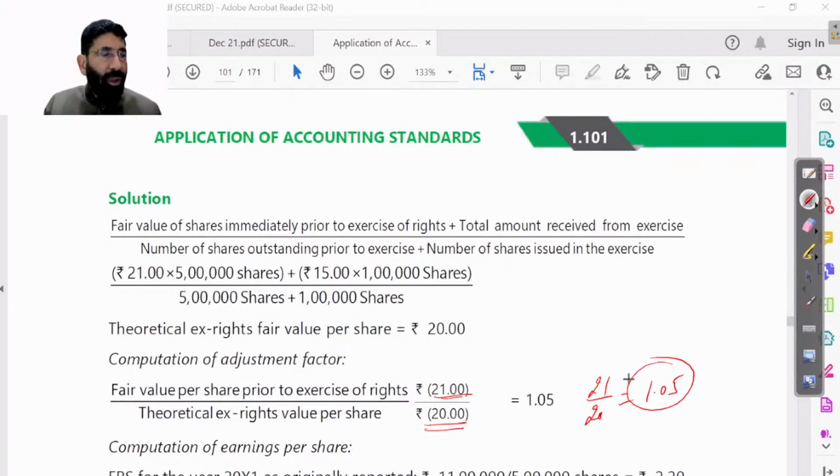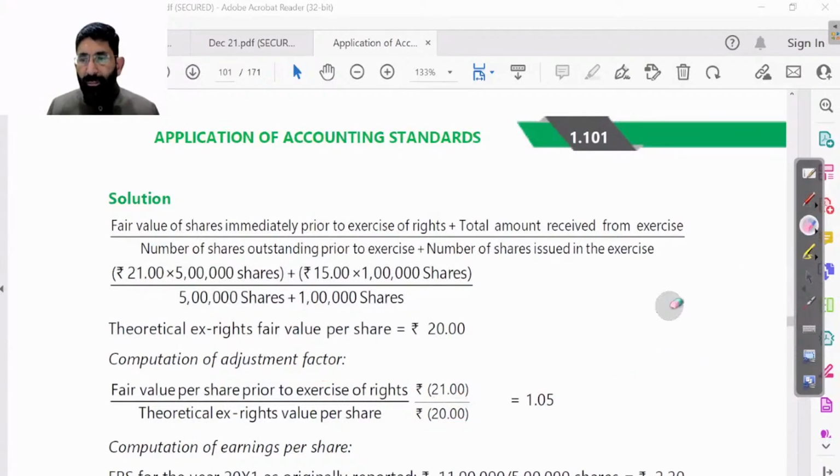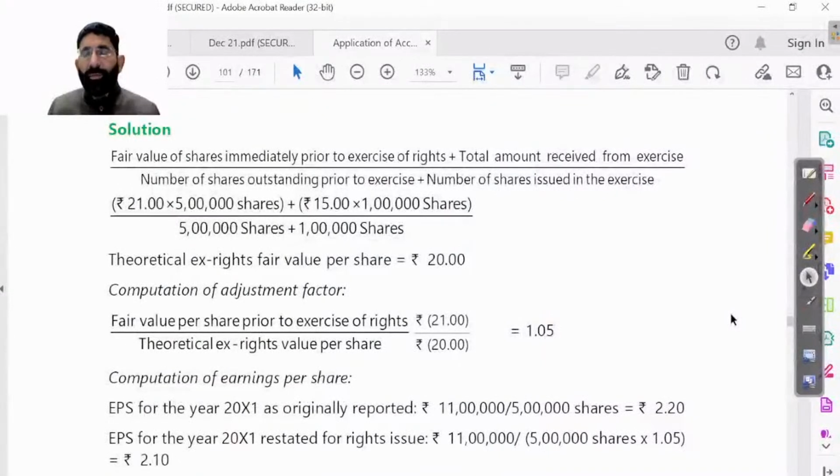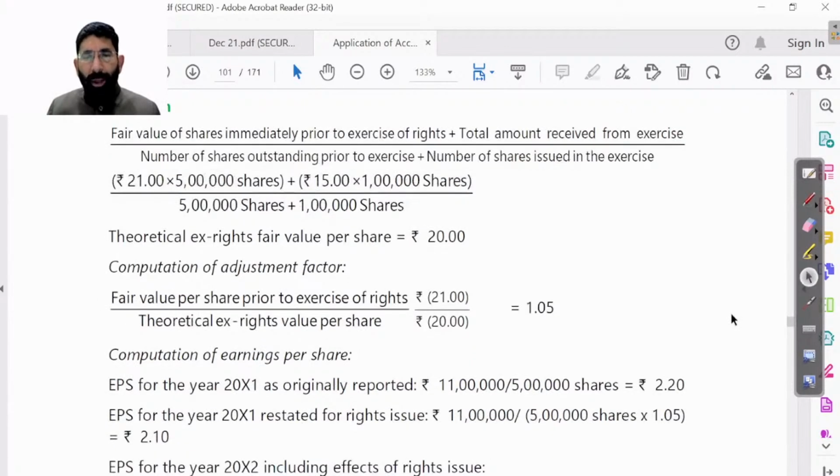So 1.05 is the adjustment factor, which will help us to calculate the EPS. Okay, beta. You just have to remember these two formulas, which are very important for the right share chapter also. Maybe it is in the syllabus, either in this year or last year. That is to be checked. It means paper 1 or paper 5.